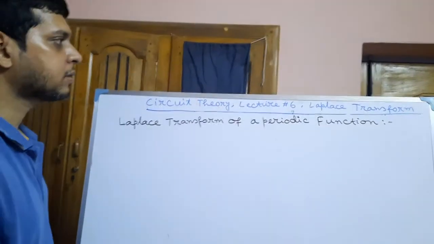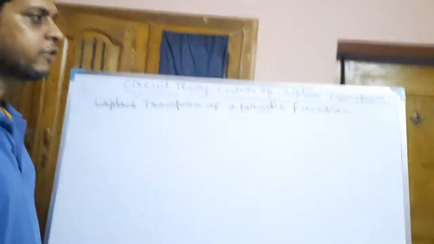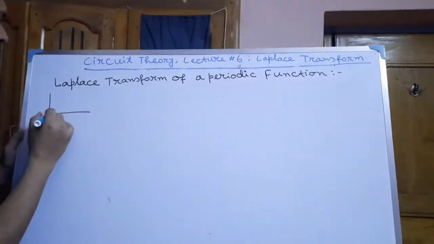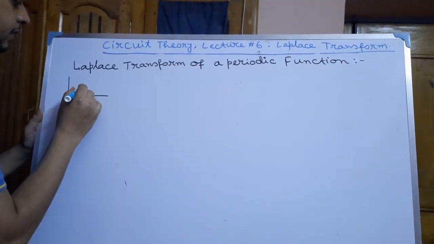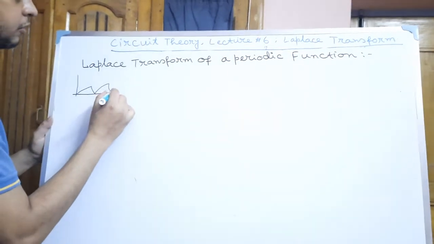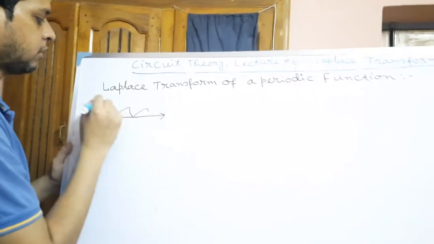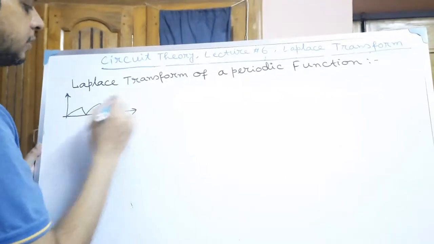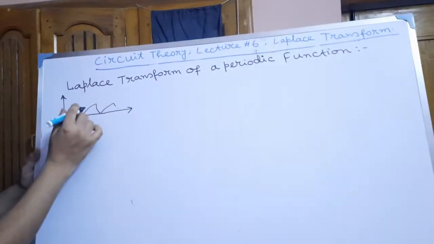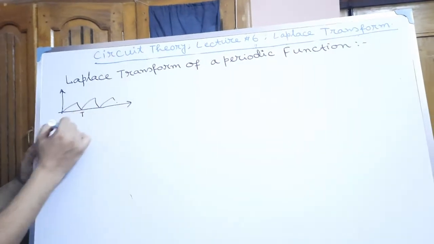Now let us learn how to determine the Laplace transform of a periodic function. A periodic function means repetition of the same function. Let us take this function, this one. This is a periodic function. Now this periodic function is the repetition of this function or this slice. Now the time period of this one is T.